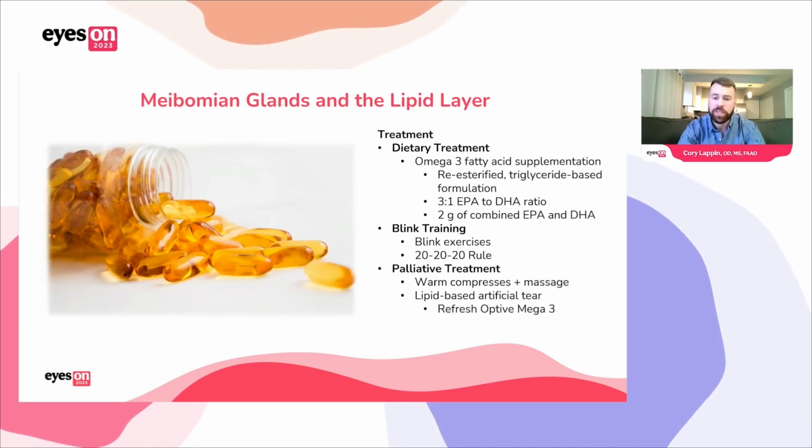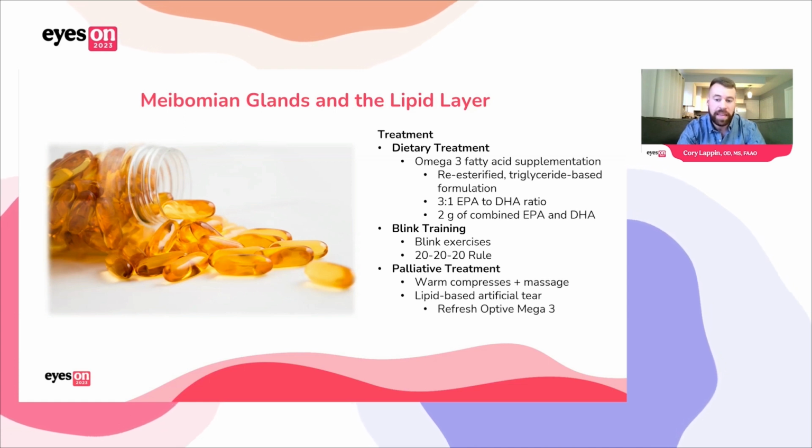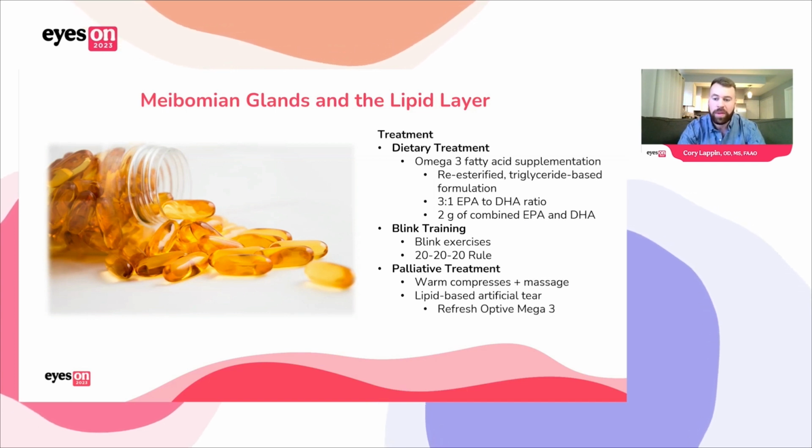So how do we attempt to restore homeostasis in cases of MGD? Well, we go back to the root causes by addressing diet with omega-3 supplementation and poor blinking mechanics with blink exercises. And we can also use lipid-based artificial tears and warm compresses. However, these are primarily for providing comfort rather than treating the causes of MGD.